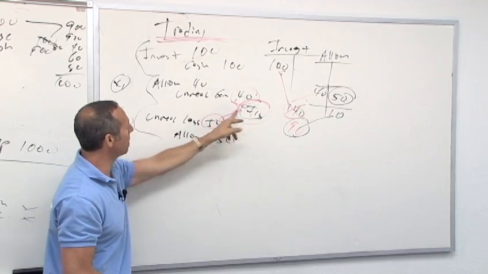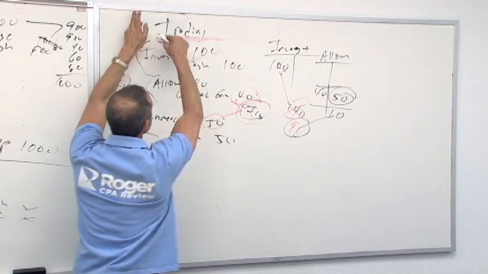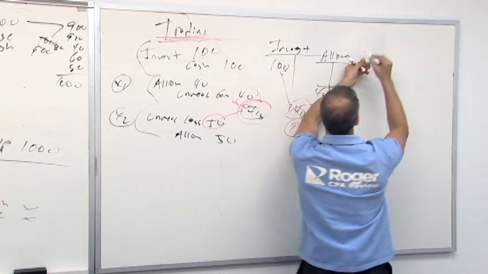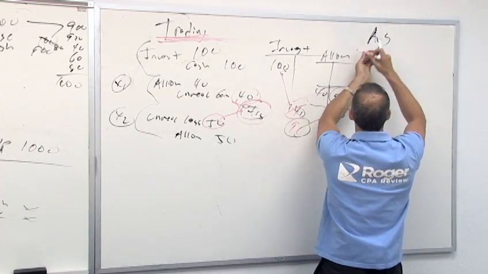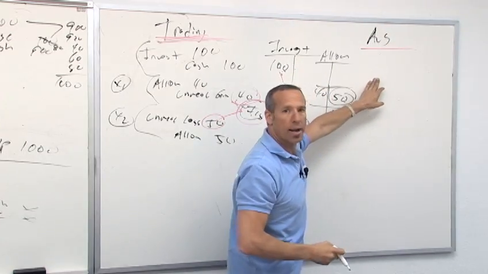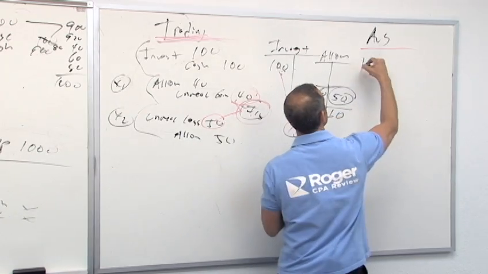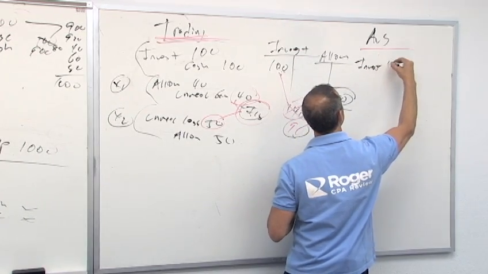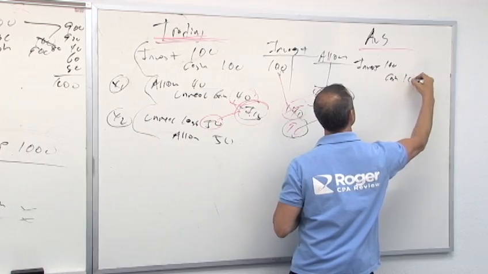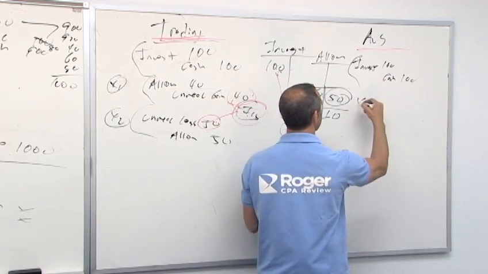They're going to my income statement. Let's do the same question. Instead of trading, let's do available for sale, AFS. All right, so what I do is I go out and I buy the investment: debit investment for 100, credit cash for 100. Then at the end of X1, what happens?